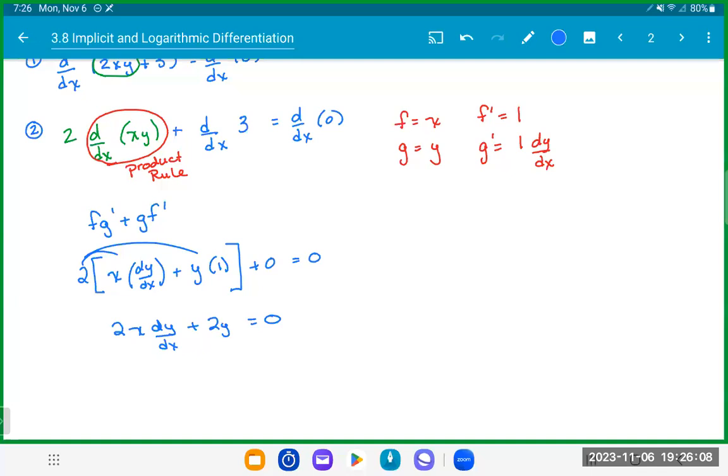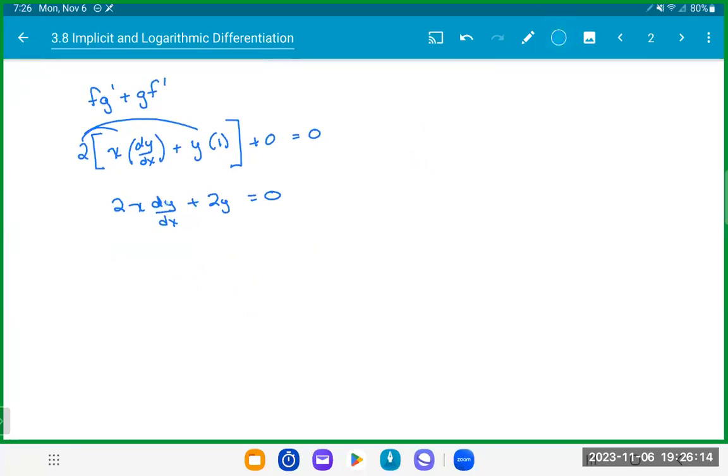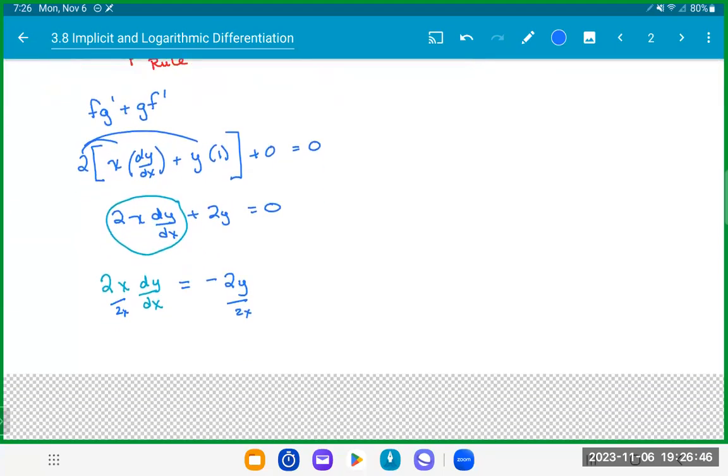Now step 3 says isolate the terms with dy dx. So we have this term here with dy dx. We want to isolate that. So we end up with 2x dy dx, and we're going to move the rest of the stuff to the other side. So that's negative 2y. We can divide both sides by this 2x, because what we're supposed to be doing in step 4 is to factor out a dy dx.